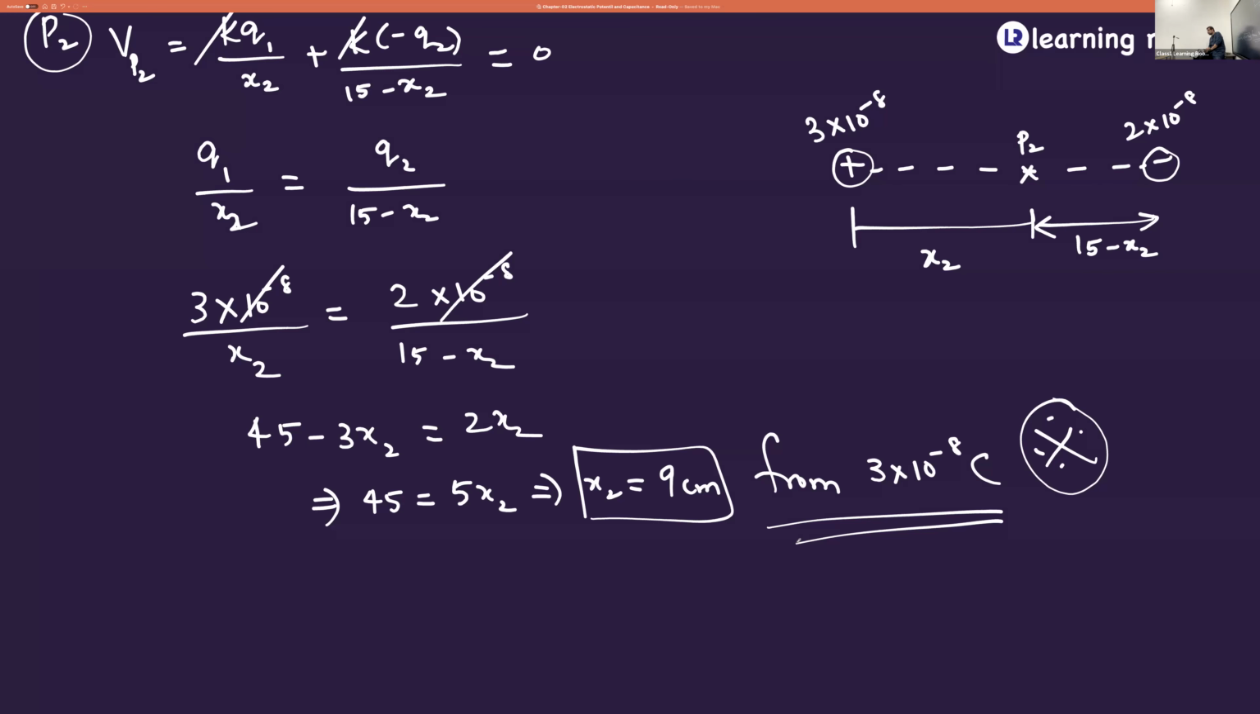Listen to this carefully. The point where the potential will be 0 will be closer to the charge with lesser magnitude. In this case, which is having lesser magnitude? 2 into 10 power minus 8. Suppose the question was like this: 3 into 10 power minus 8 having the negative charge and 2 into 10 power minus 8 having the positive charge. Then where will the potential be 0?